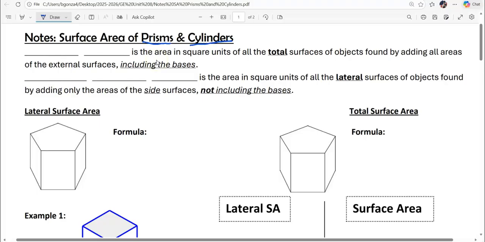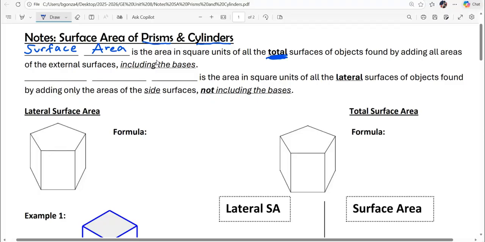Prism and cylinder. Now, we are talking about surface area, and you got to know the 2 types of surface area. So go ahead and write surface area. If you see surface area, they're asking you to find the area in square units of all the total, underline total, all surfaces of objects, and it's found by adding all areas of the external surfaces, including the bases. Everybody, surface area, total, it's total, and it includes the bases, okay?